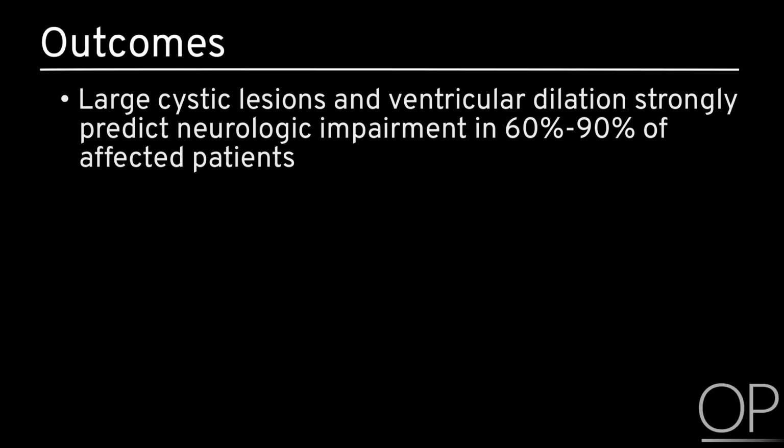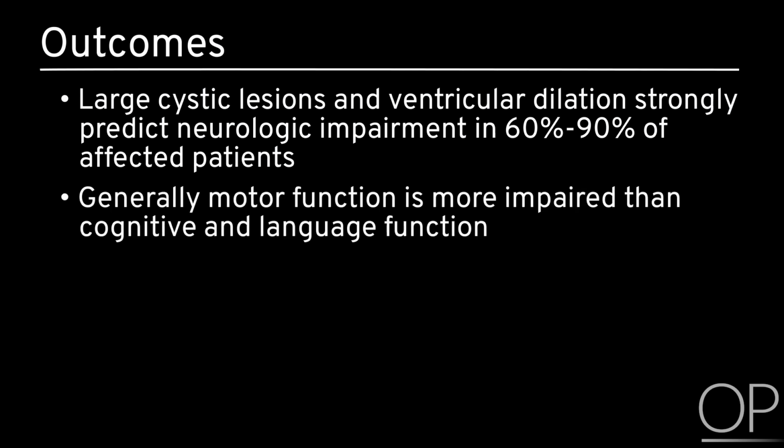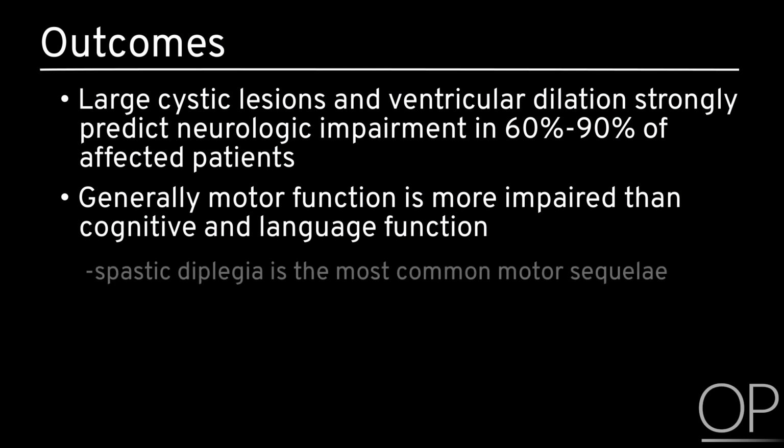Outcome. Now let's talk about the outcome for PVL. Large cystic lesions and ventricular dilation strongly predict neurologic impairment in 60 to 90% of affected patients. Generally, motor function is more impaired than cognitive and language function, and spastic diplegia is the most common motor sequelae. Why do you think that might be?